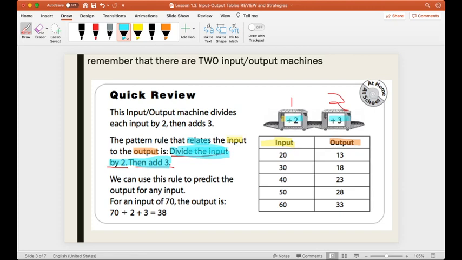Divide the input by 2. That's a lot of highlighter to the point you can't even erase it. Here, read it. Divide the input by 2, then add 3. You can use this rule to predict anything. So if I said, for instance, the input was 70, you divide by 2 as you have here, and you're going to add 3, and it'll give you your output. So these are rules, and it's kind of introducing what we're going to talk about in topic 4.